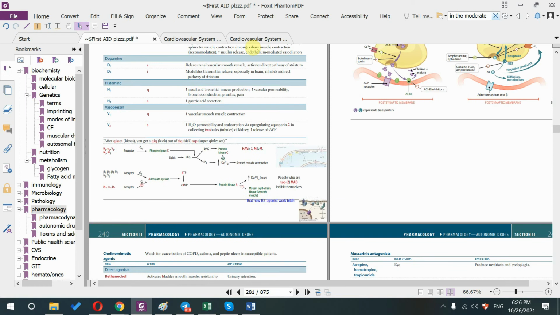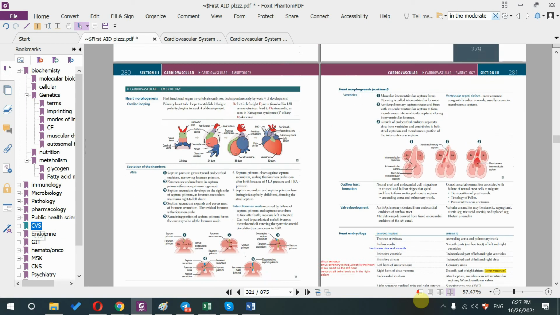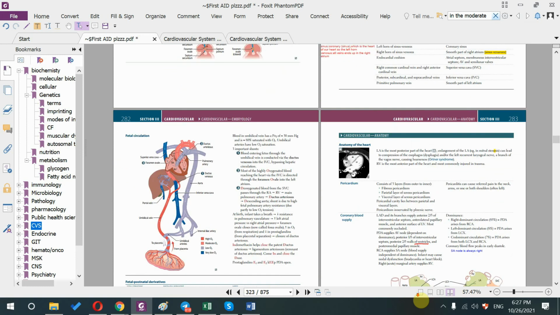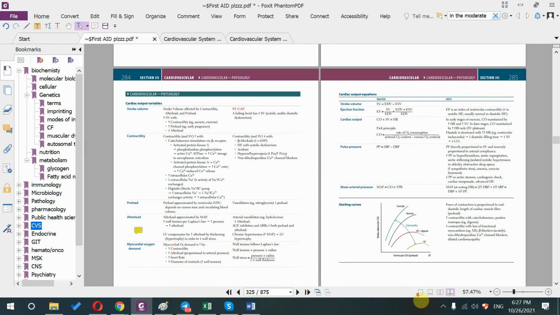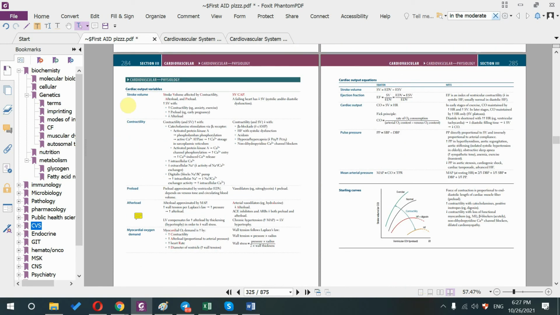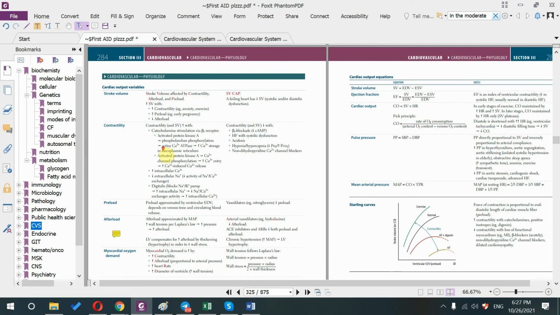Well, anyway, let's go back to CVS. By the way, guys, do not over-stress some equations on the exam. There are some equations that are made for the 250s and the 260s and the 270s, so yeah, keep that in mind.